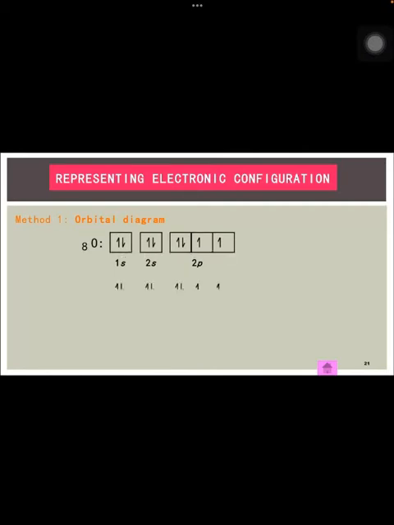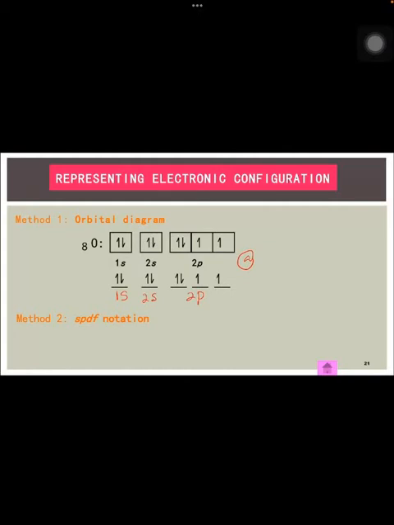And then cara kedua, untuk kotak tadi sama ada you all nak lukis dalam bentuk kotak macam ni boleh, ataupun macam Meda cakap semalam, you can also draw dalam bentuk dash. Yang ni kena label lah 1s, 2s, 2p. So dua-dua ni membawa maksud orbital diagram, sama ada nak lukis dalam bentuk kotak ataupun dalam bentuk dash-dash.